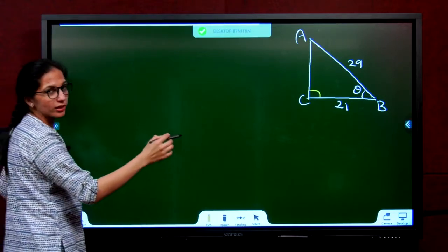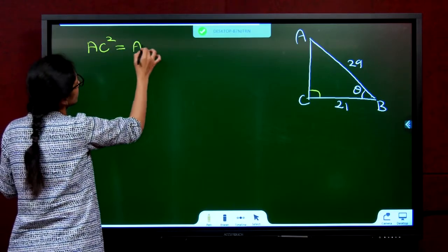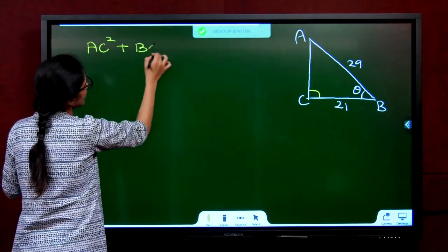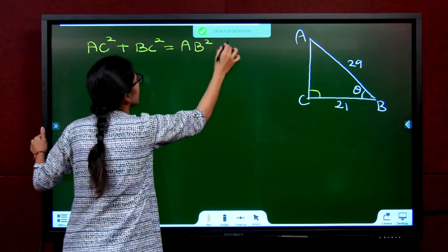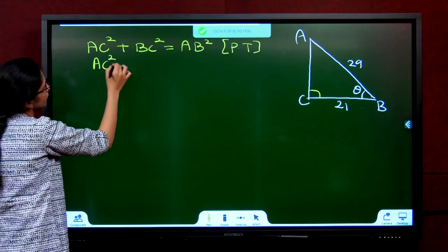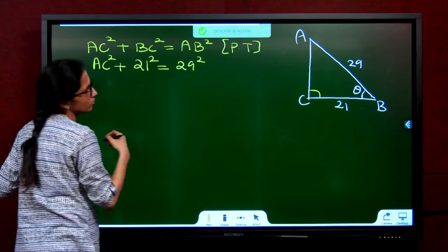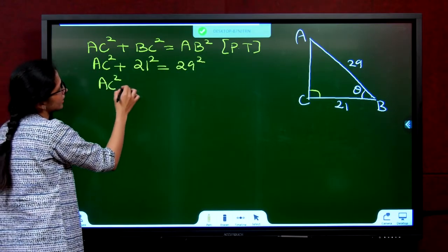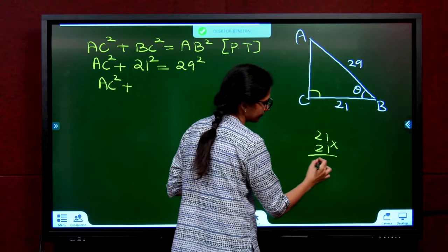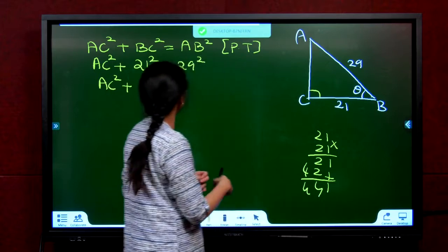So now we know that it's 29, 21, we know that for sure. So first we'll apply Pythagoras theorem. AC square plus BC square is equal to AB square. Pythagoras theorem. AC square is what I want. BC square is 21 square. AB square is 29 square. AC square plus 21 square. 21 into 21. 2 ones are 2, 2 twos are 4. 441. So this is 441.